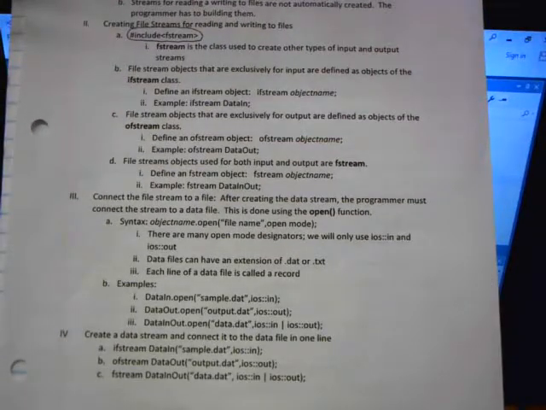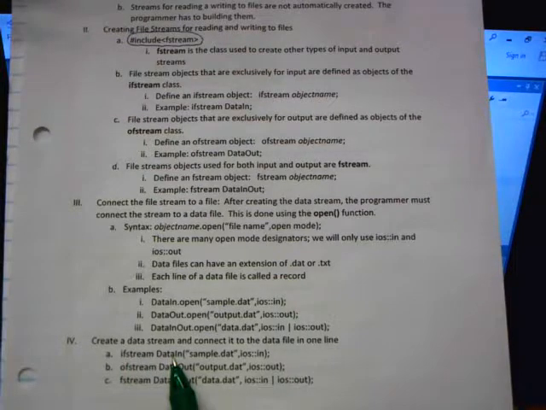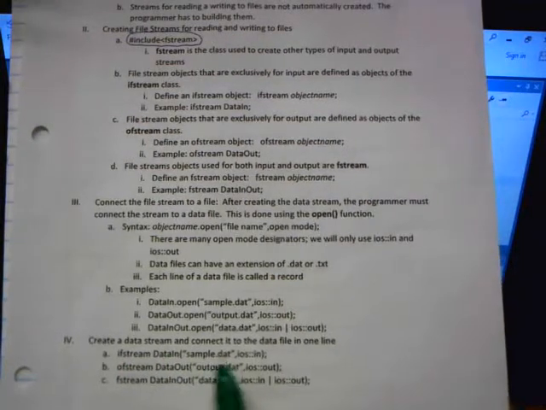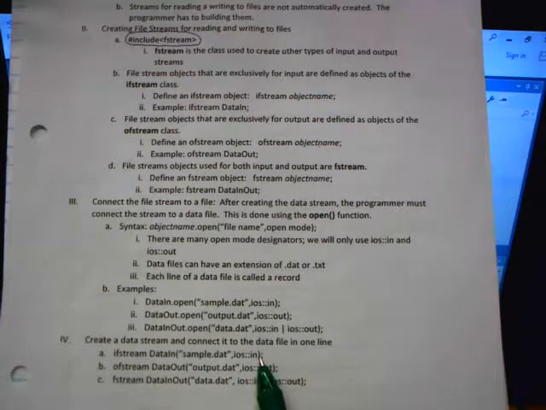Or the way we normally do it is down at the bottom. We create the data stream and we connect it to the file all in one command. So if you want to create an input stream, you can do it in one command: ifstream data in, give it your file name inside quotes, ios in. Or if you want an output stream, it's ofstream data out, put your file name in quotes, ios out. Okay, so that's the way I'm going to traditionally do it. I'm going to do it in 1 line.